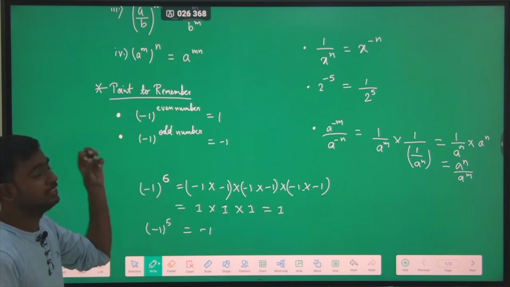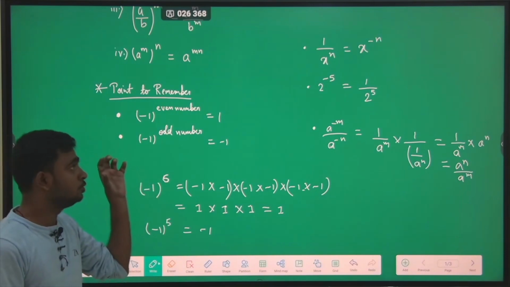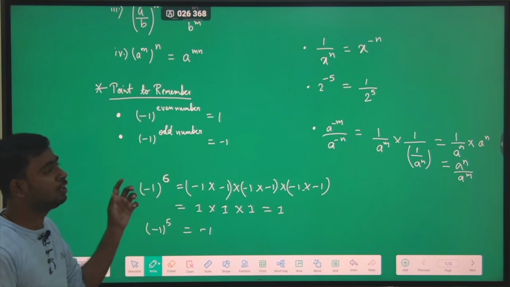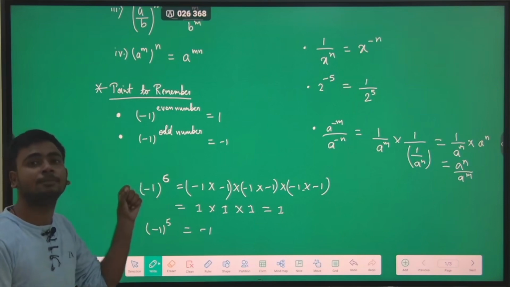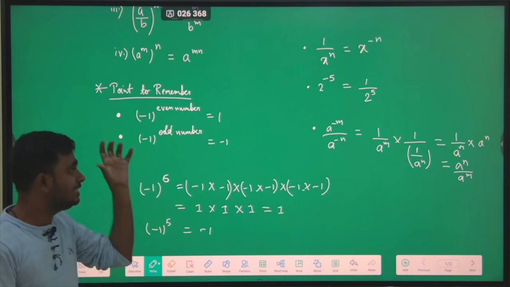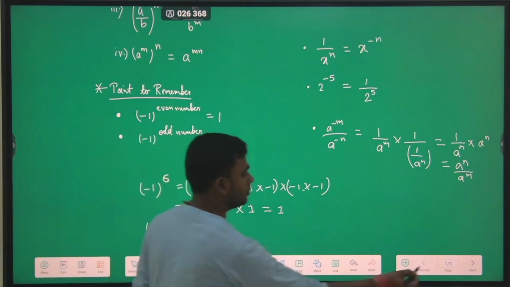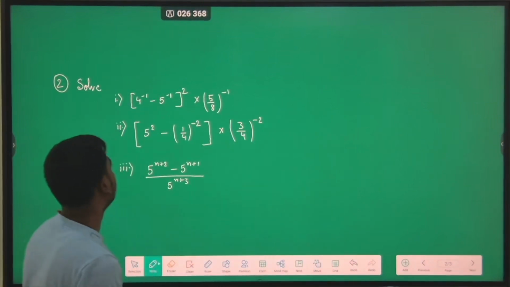So I think you have got these basic laws in your mind, and it is very important. Why is this important? Because this is the base of the chapter. Whenever you do questions, these laws will help you to do that question. Okay. Now moving to the question part.